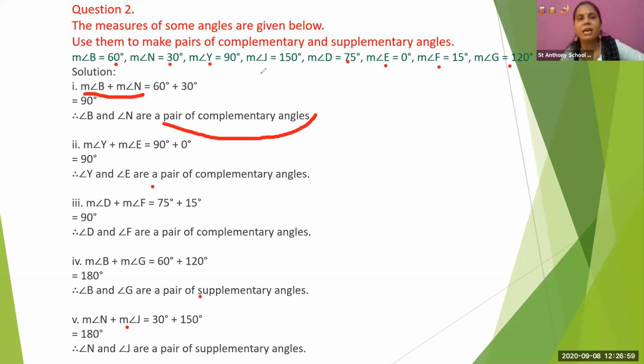So we have to find any angles. You can choose any angle, but make sure that the sum of two angles should be 90 degree or it should be 180 degree, so that it forms complementary angles or supplementary angles. दोनों दो एंगल आपको any two angles आपको चूज करने हैं जिसका सम या तो 90 डिग्री आना चाहिए या तो 180 डिग्री आना चाहिए. If the sum is 90 degree, then it is complementary angles. If the sum is 180 degree, then it is supplementary angles. Clear everyone?